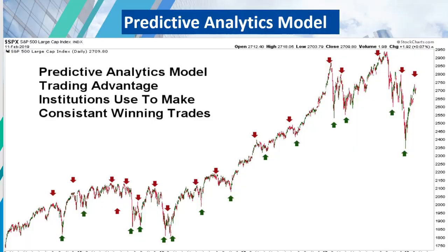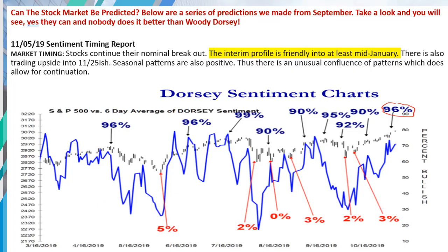With the predictive analytics model, we had some technical divergences, but as far as what was going on with the seasonality, as well as when Woody was looking for the next top, it was market friendly. And this was from our November 5th report: the interim profile is friendly into at least mid-January. So that was two months in advance, and basically what took place was that.